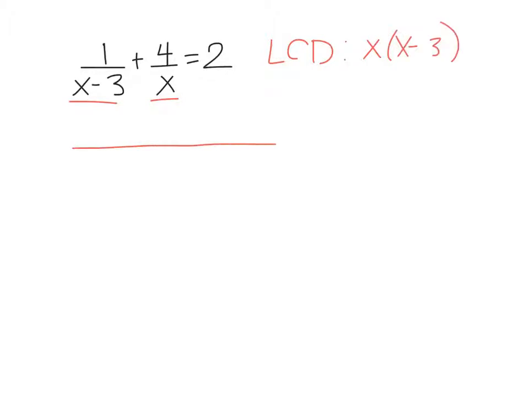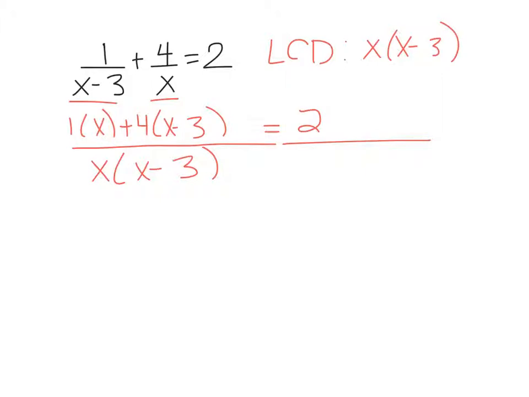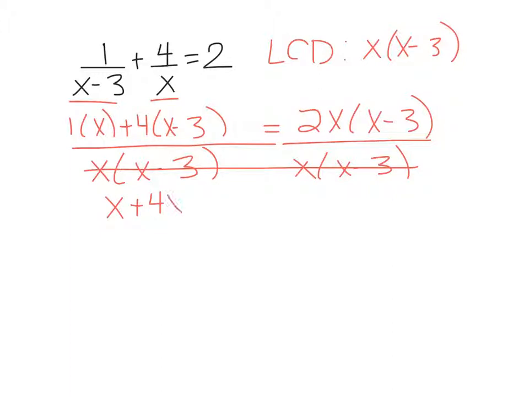So to put everything over x minus 3, the 1 would be multiplied by x, the 4 would be multiplied by x minus 3, and all of that would equal 2x minus x minus 3, and the 2 would have to be multiplied by everything, so the x and the x minus 3. Now because I put that over a lowest common denominator, I can now get rid of it, and I'm left with x plus 4x minus 12 is equal to 2x squared minus 6x.